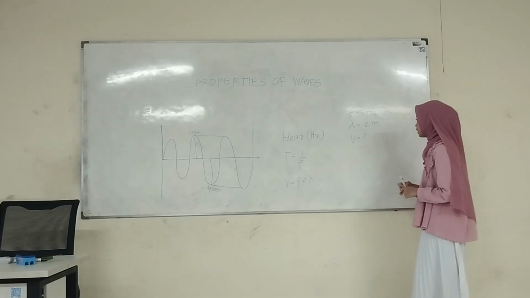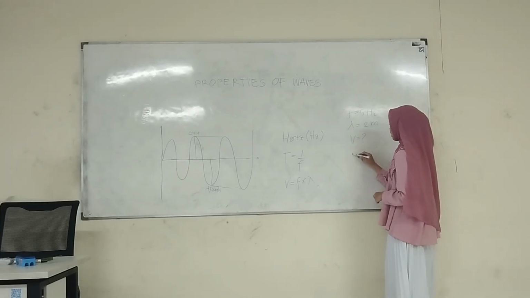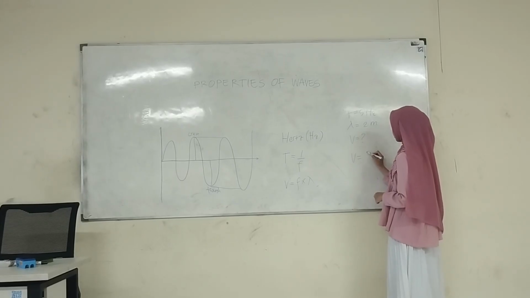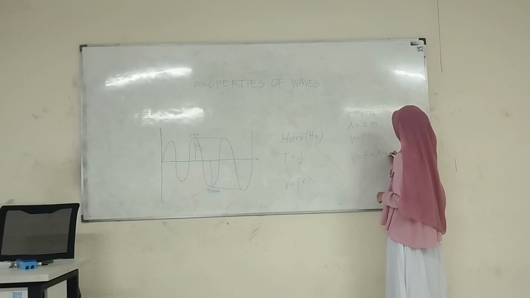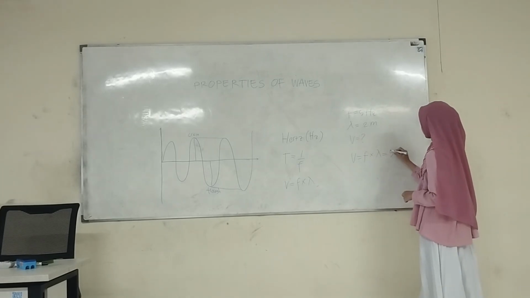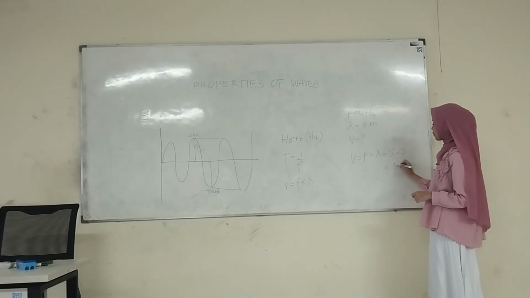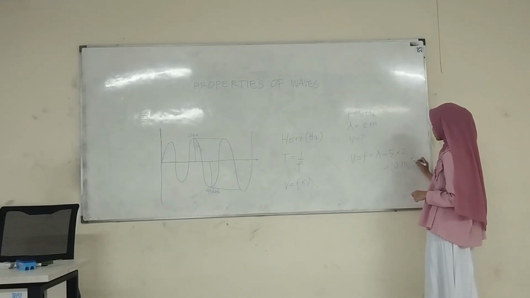So to answer this question, the speed is frequency times wavelength. The frequency is 5 and the wavelength is 2, so the speed is 10 meters per second.